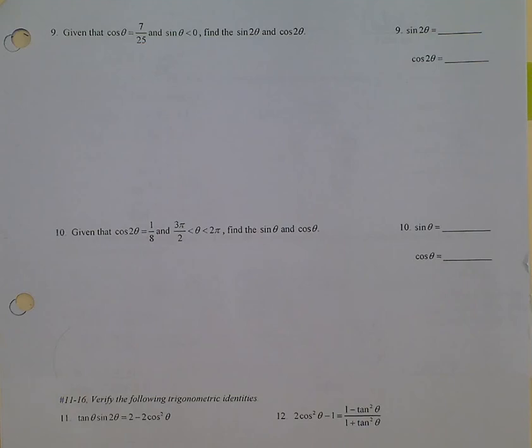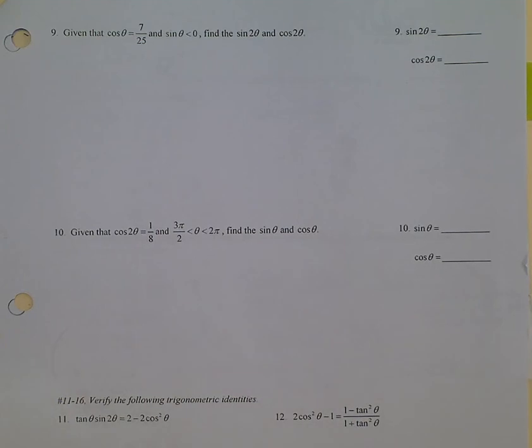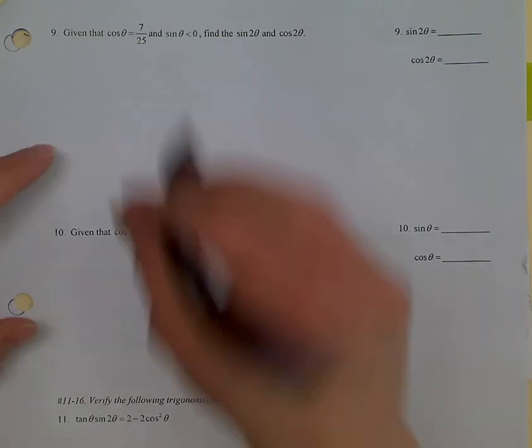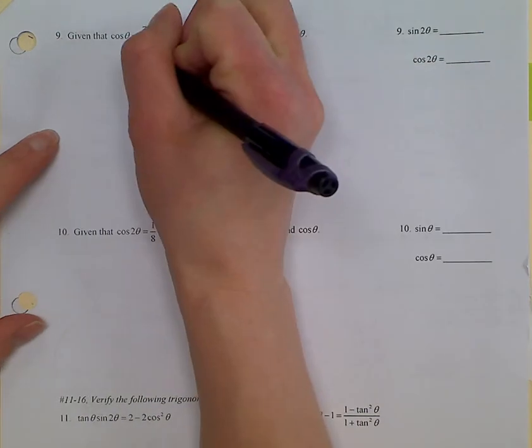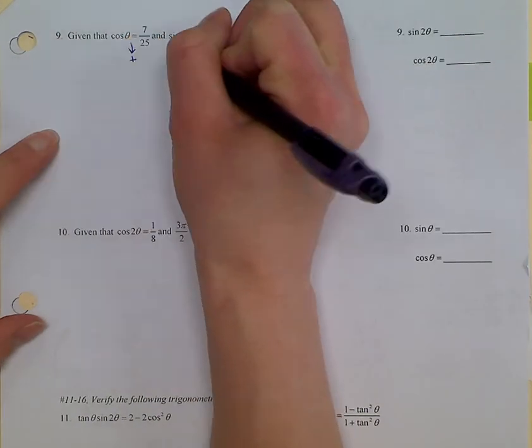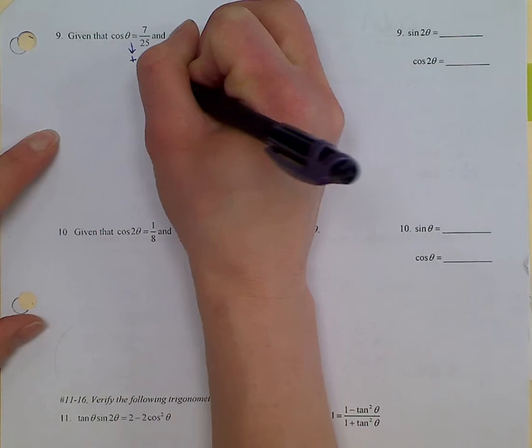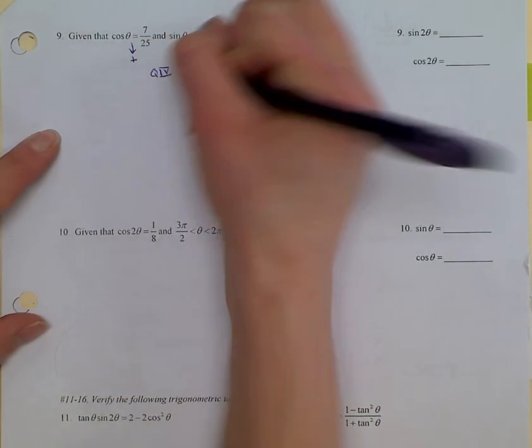Okay, in number 9 on the Unit 5 review, it says that we are given that the cosine is 7/25 and the sine of theta is negative. So we know that our cosine is positive and our sine is negative. This happens in quadrant 4.